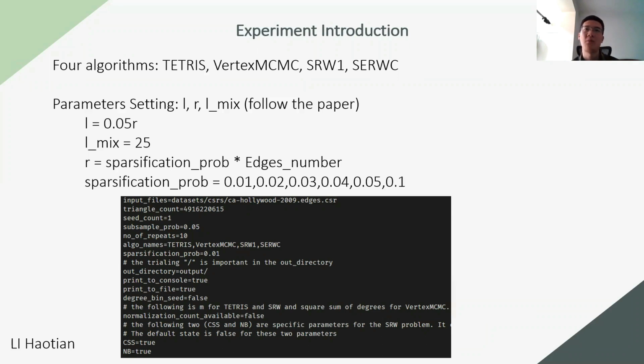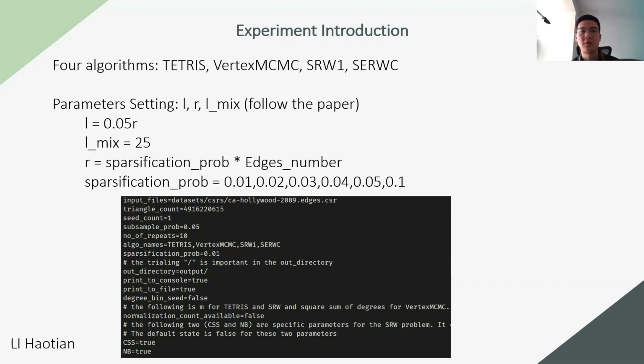For each algorithm, we use the same parameters. We set L as 0.05 R. L is set to 25, and we try different R. In this code, R is set to a probability times the number of edges. And we use 6 different probabilities to achieve different R.